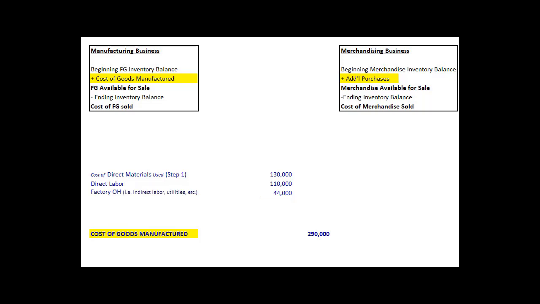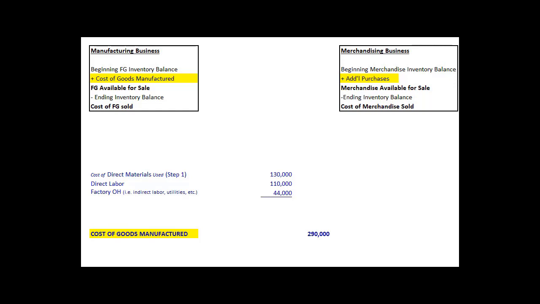The big question now is, how do we calculate the cost of goods manufactured? Well, let's think about this. To manufacture any product, what would one need? Of course, materials, labor, and overhead. So step one is we need to know the cost of direct materials used.